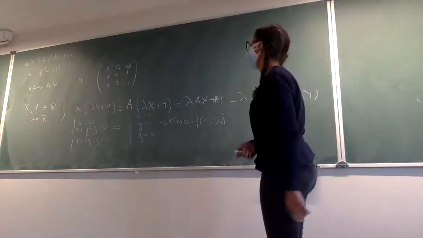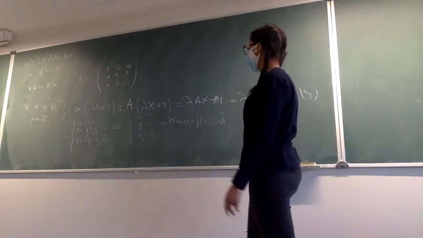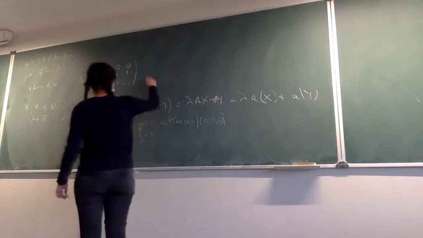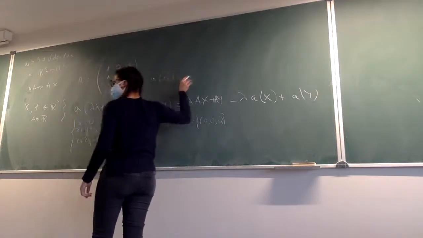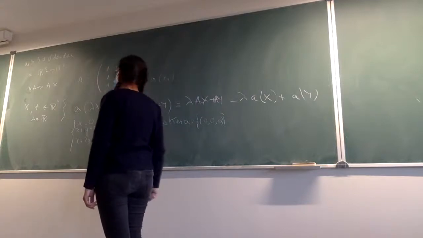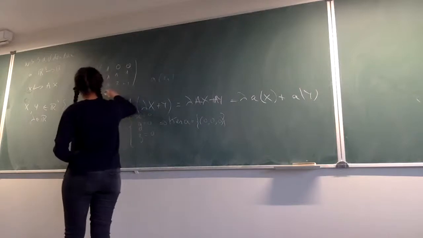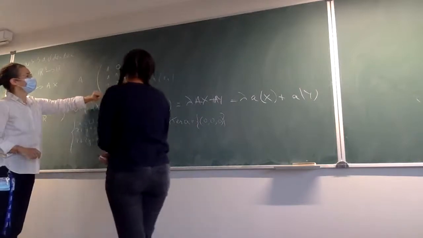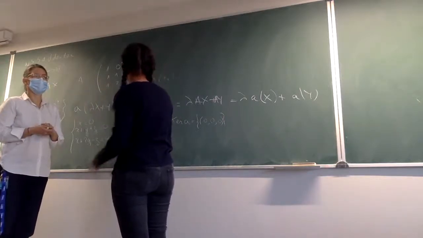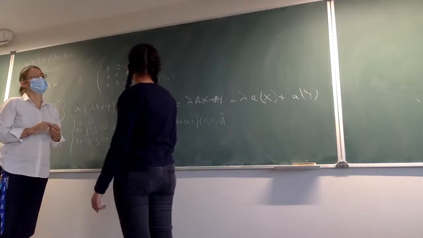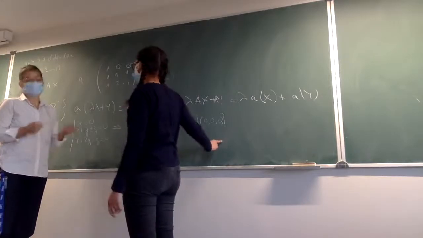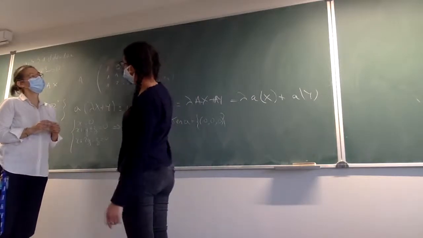For the image, I did something different. I took this as E1, E2, E3. And then I just did A of E1, A of E2, A of E3. That's an interesting way to do it. Why did you choose these as the vectors? I did it because the image of A should be of dimension 3, because the kernel is dimension 0, and it should be equal to the dimension of R3, which is 6.